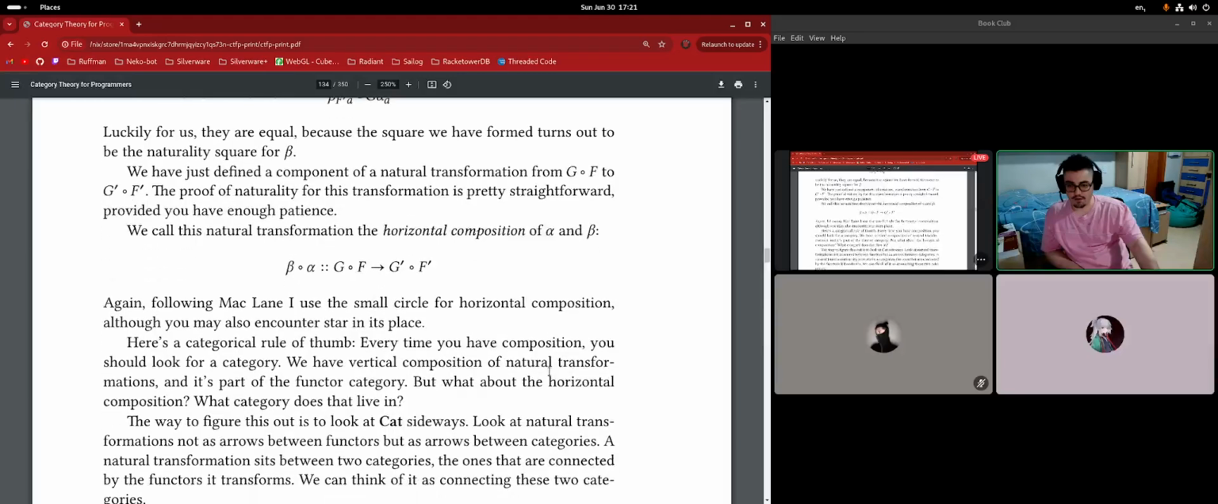But I thought I got it. I thought the vertical was about composing functor maps and horizontal about composing natural transformations, but I was wrong. Both of them deal with natural transformations. But what is the difference then? The difference is that in the vertical case, you're just going from one plain functor to another. Oh, wait a moment.